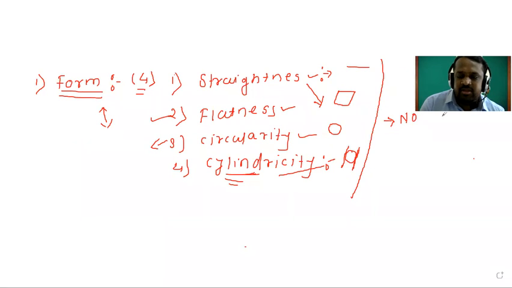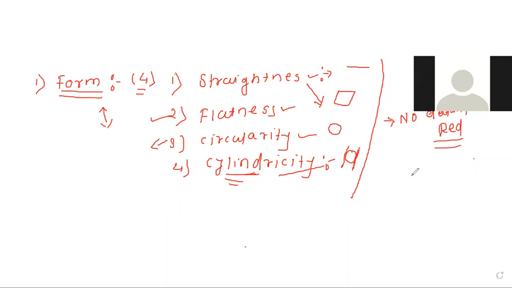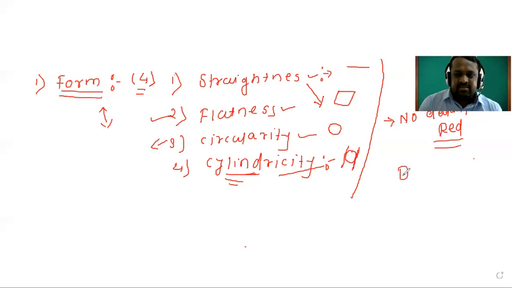No datum line is required. What is meant by the datum? Reference plane. Yes, the datum is nothing but the reference point. It is the reference point, it is the reference line, it is the reference axis, it is the reference plane.